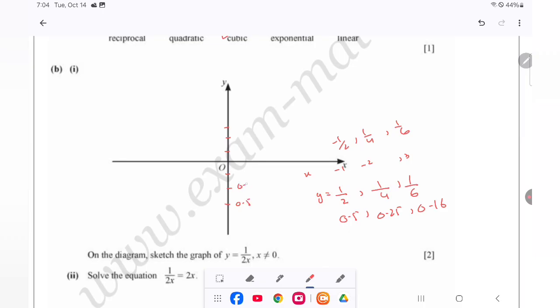So 1, 0.5, 0.25, 0.16, I'm sorry, 1, 0.5, 0.25, for x equals 1, 2, 3, and for x equals negative 1, negative 2, negative 3. So the graph will be something like this.